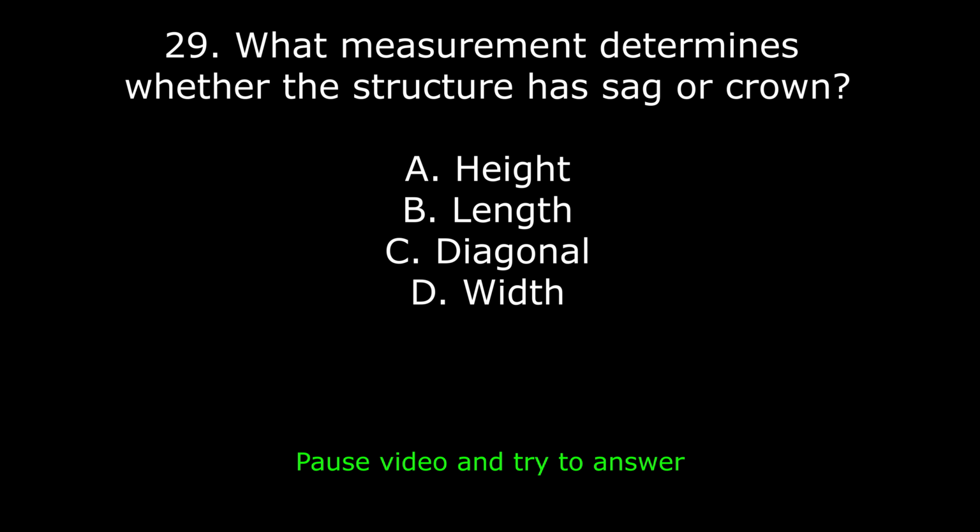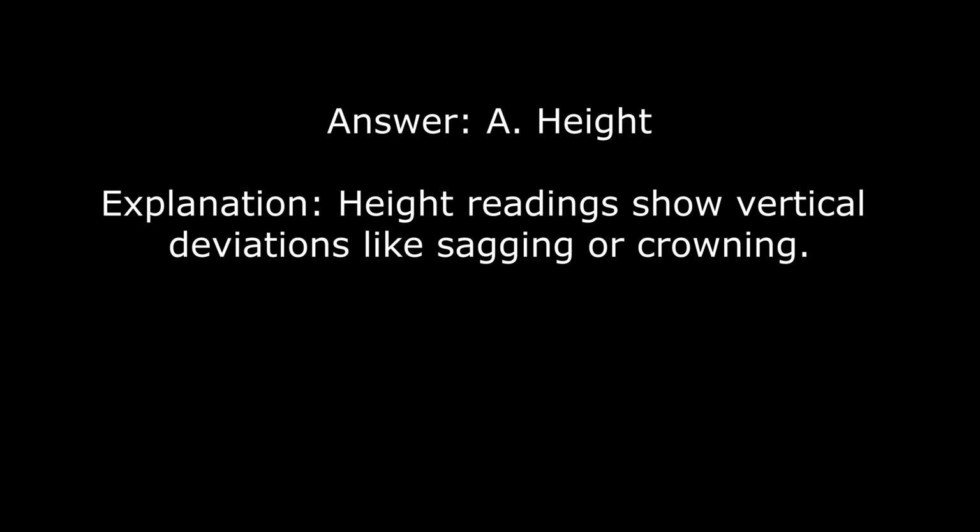29. What measurement determines whether the structure has sag or crown? A. Height. B. Length. C. Diagonal. D. Width. Answer is A. Height. Explanation: height readings show vertical deviations like sagging or crowning.